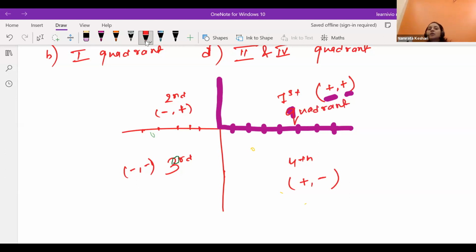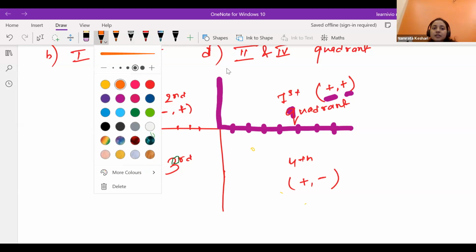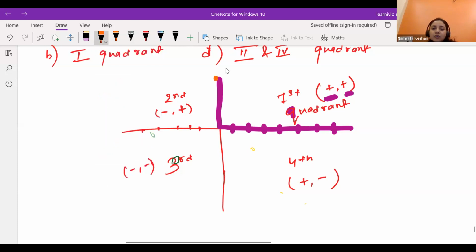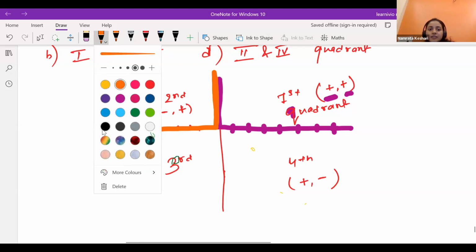Next one is second quadrant, and if you focus on second quadrant, you will see this is the y axis which is coming, and this is the x axis which is coming. So can we say that in second quadrant x will be negative and y will be positive always? Yes or no, Farhan? Yes, ma'am. Farhan, are you getting it?